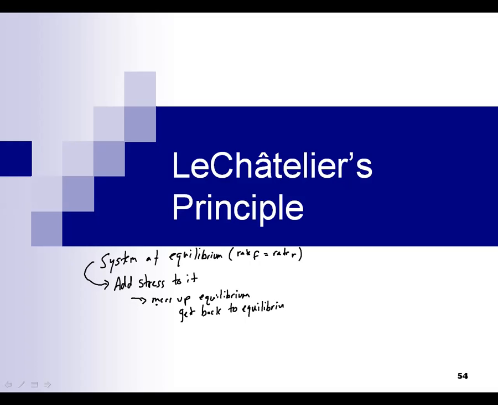And in order to get back to an equilibrium, it will either need to shift to the right, which means we need to make more products. It may shift to the left, which means we need to make more reactants. And sort of your last option, which can occur here in Le Chatelier's principle, is there may actually be no change.